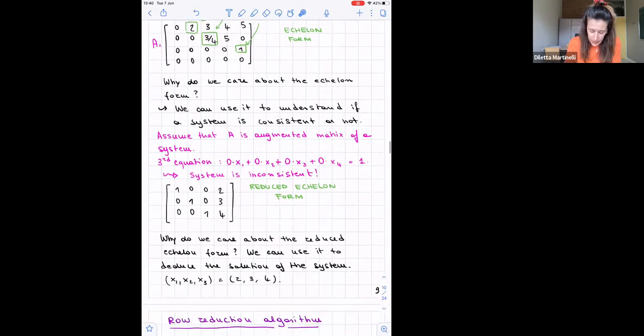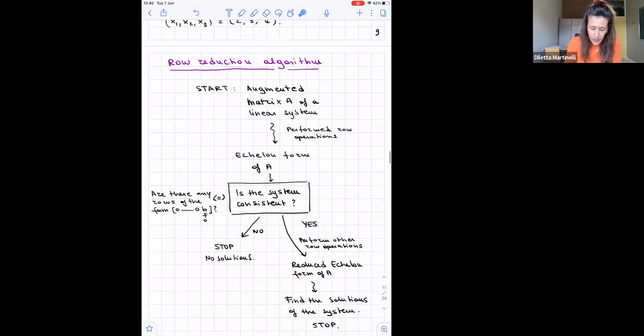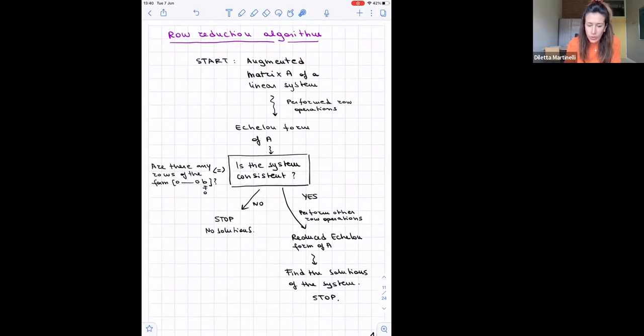And in the next slide, I summarized the row reduction algorithm. This is sometimes called Gaussian elimination. It has many names, but we want to reduce our matrix by performing row operations. So let's give some details.